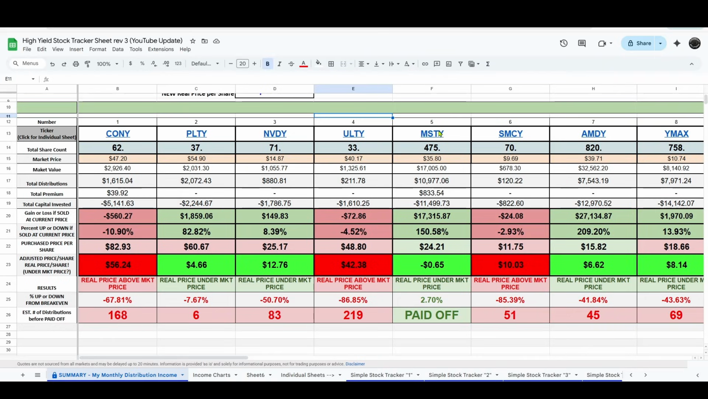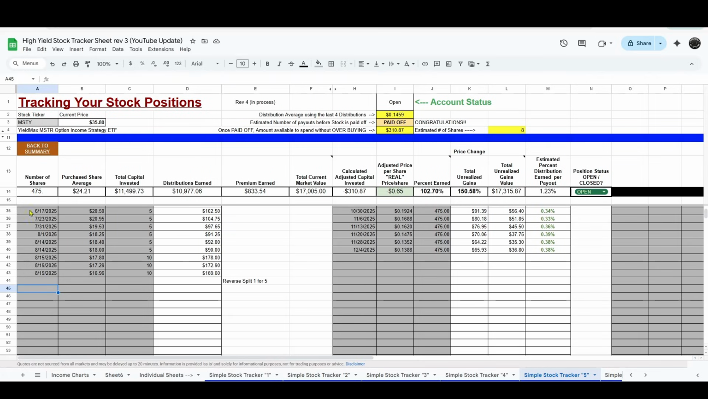So again, going into MSTY, I had 475 shares, and that was before the reverse split. So we need to adjust this number, which will also adjust the purchased share average. And that will affect a few of the other numbers. But those are the two numbers that we'll end up adjusting. And how we're going to do that is by entering in two lines of values in our purchase area here.